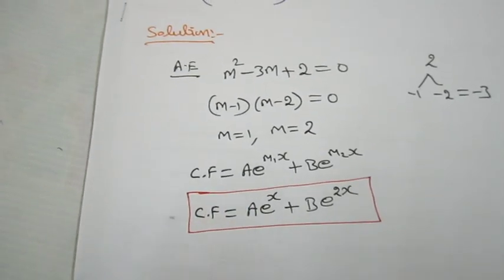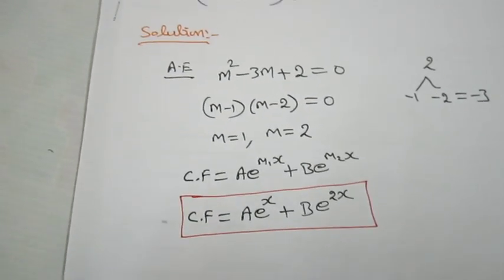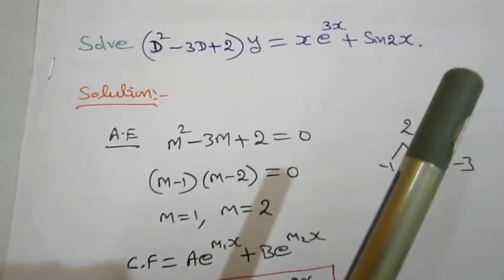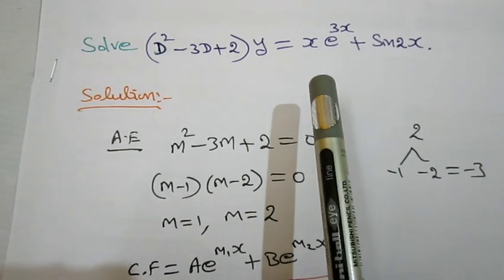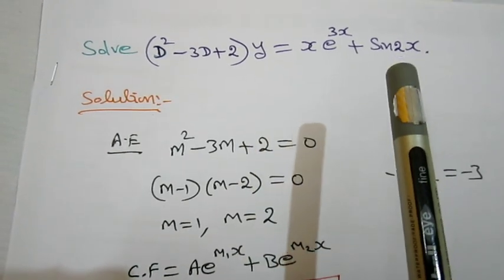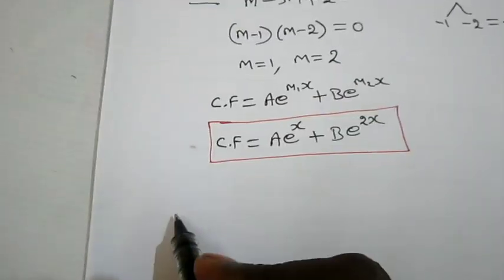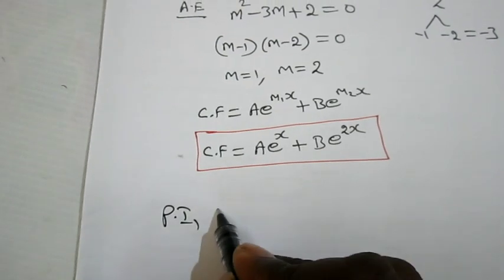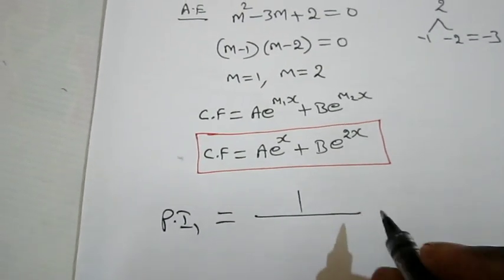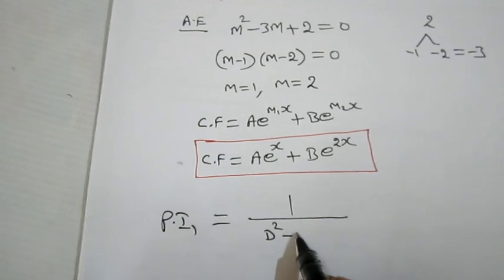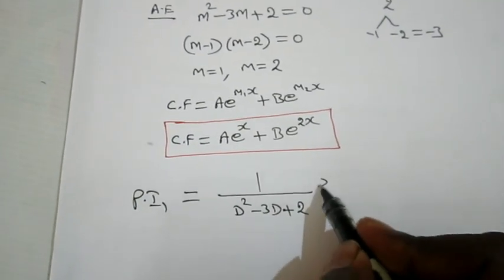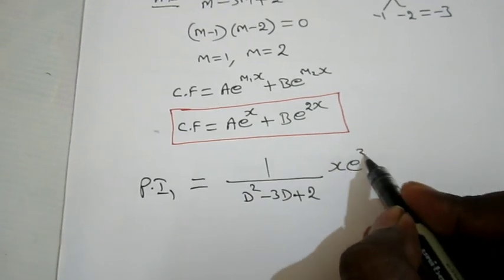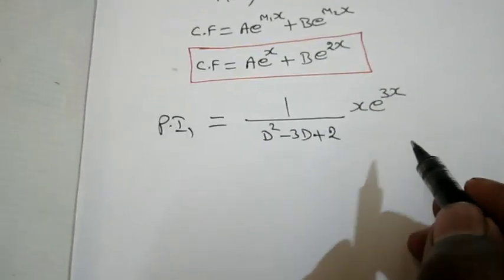After obtaining the complementary function, next I am going to find out the particular integral, but there are two parts in the right hand side. So first I am going to find particular integral 1, next particular integral 2. Okay, now first particular integral 1. Therefore here, 1 by (D square minus 3D plus 2) into x e power 3x. So this is the particular integral 1.